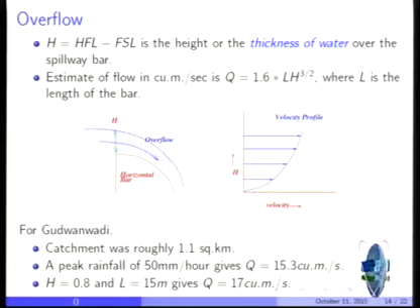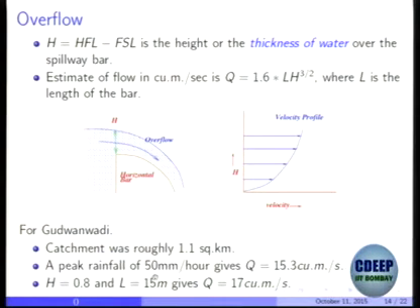So Q = 1.6 L H^(3/2) or something like that. In Gudvanwadi, for example, the catchment was roughly 1.1 square kilometer. Peak rainfall of 50 mm per hour gives Q equal to 15.3 cubic meter per second. And H was 0.8 and L was 15 meters, which gave us Q equal to 70. In fact, L, the length of the spillway, was actually 12 meters and we extended it to 15 simply because of this calculation, right?